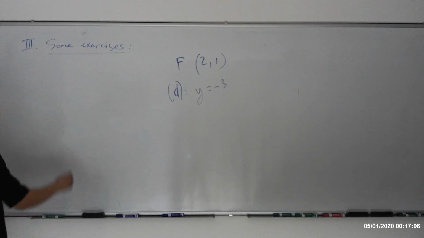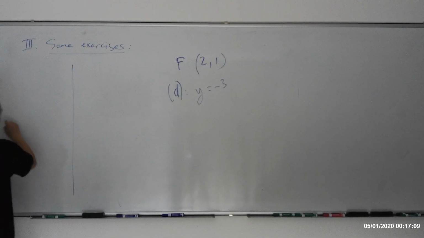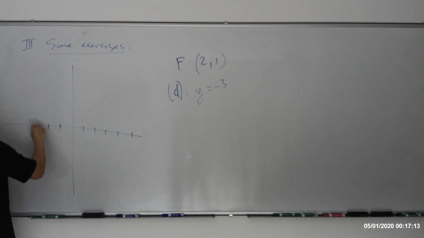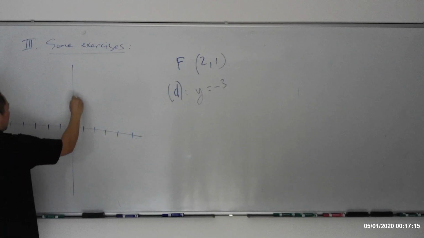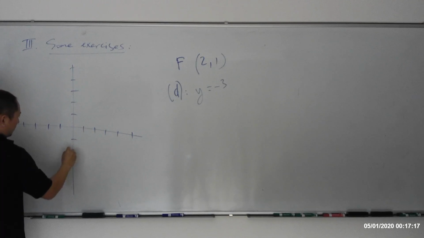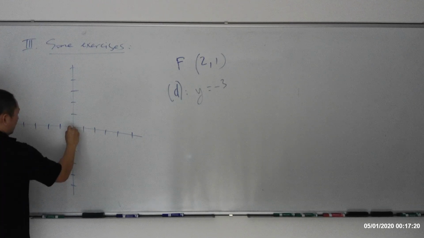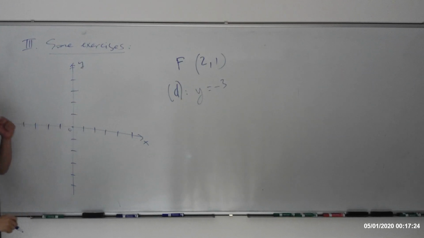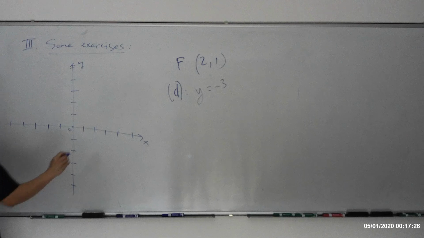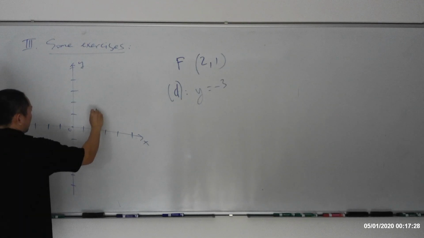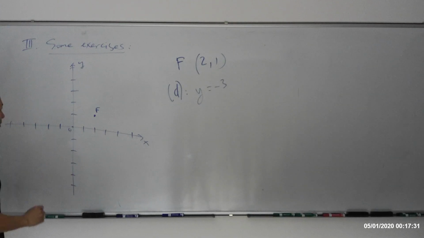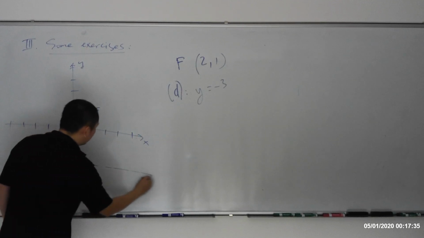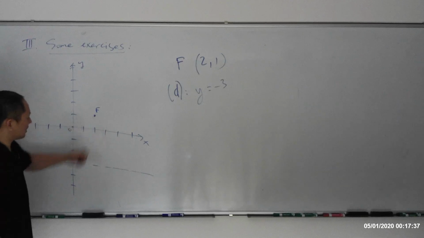So let's sketch the graph, see what we got in here. 1, 2, 3, 4, 5. Origin is right here: x-axis, origin, y-axis. We have the focus at (2, 1), x is 2, y is 1 right here. This is my focus. The directrix is y equal to negative 3: negative 1, negative 2, negative 3. This is the directrix. So the line is right here. The focus F is up there.